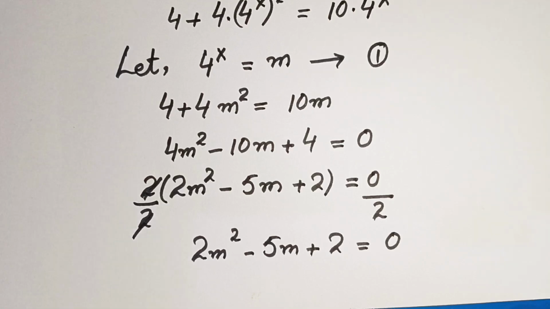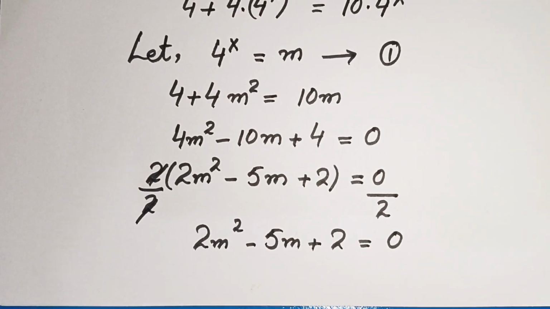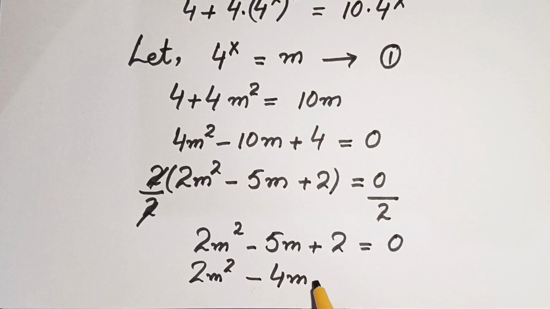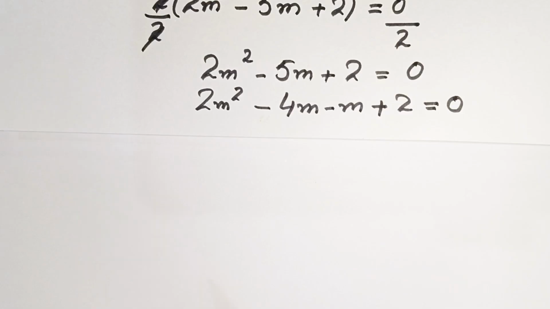Here we have 2m squared minus 5m plus 2, so we just solve it by using the factorization method. Here we have 2 times 2 is 4, so 4 times 1 is 4, and 4 and 1, if we add these two numbers we get 5m. So 2m squared minus 4m minus m plus 2, because minus 4m minus m will be minus 5m, so plus 2 is equal to 0.